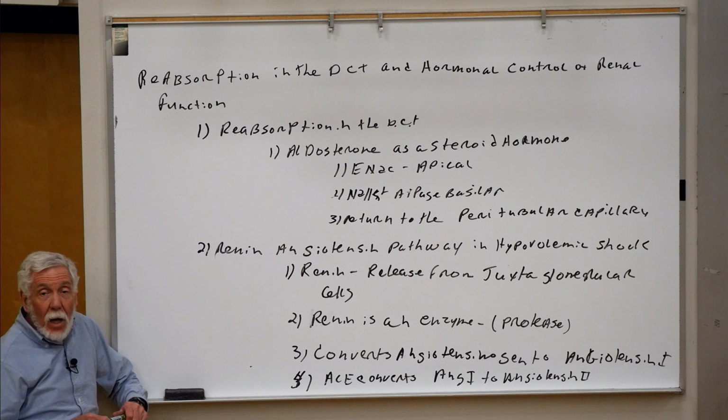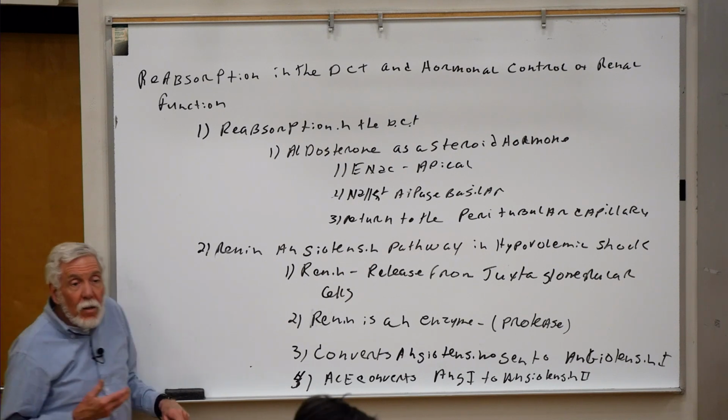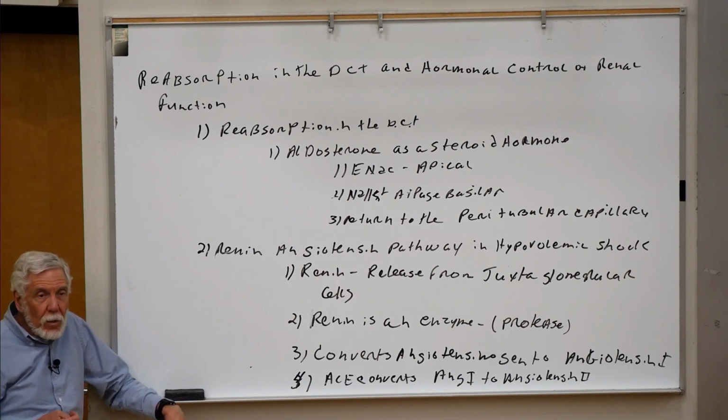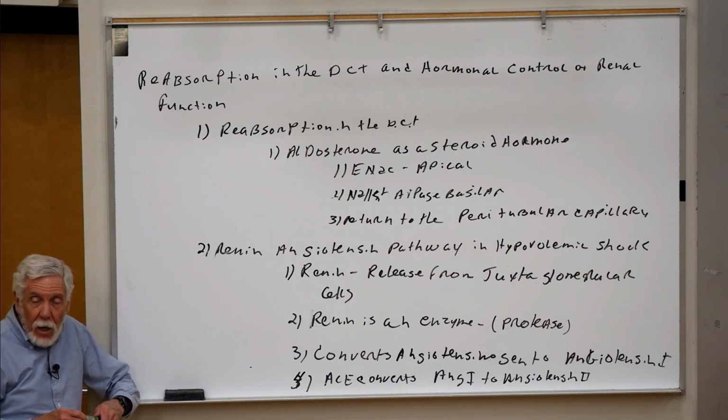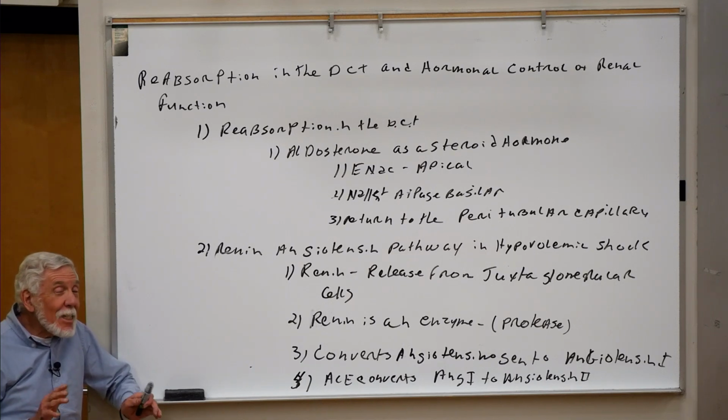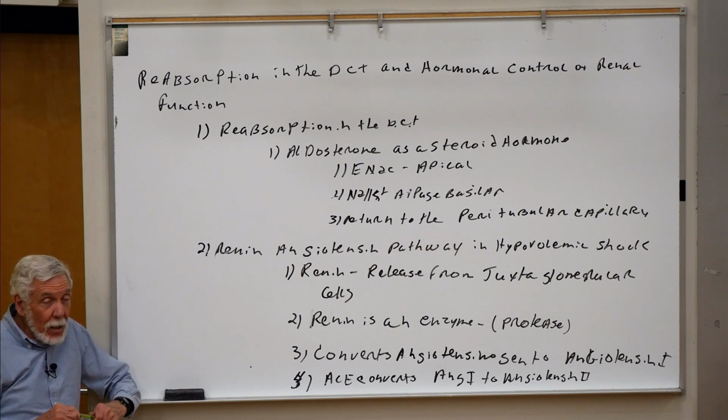So last time we got as far as delivering the filtrate to the distal convoluted tubule and began talking about the idea that this was the last place where we could reabsorb sodium ions and chloride ions. Now, the truth of the matter is it's not quite as clean cut as we're going to talk about today.